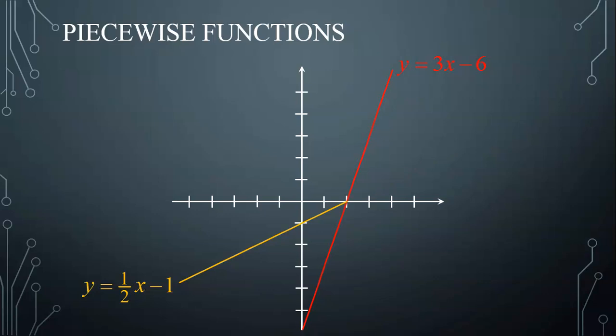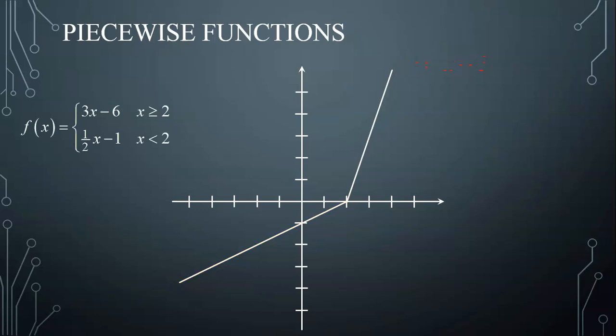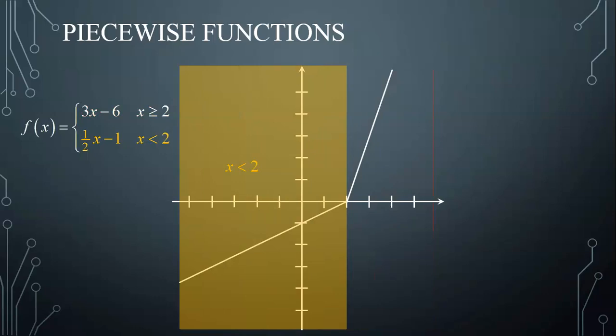Suppose I remove part of the line y equals half x minus 1 and do the same for y equals 3x minus 6, making sure that the remaining parts form a function that passes the vertical line test. Now, in this case, I end up with a function defined by parts of two different functions, one for x greater than 2 and one for x smaller than 2. Now, that is a piecewise function.